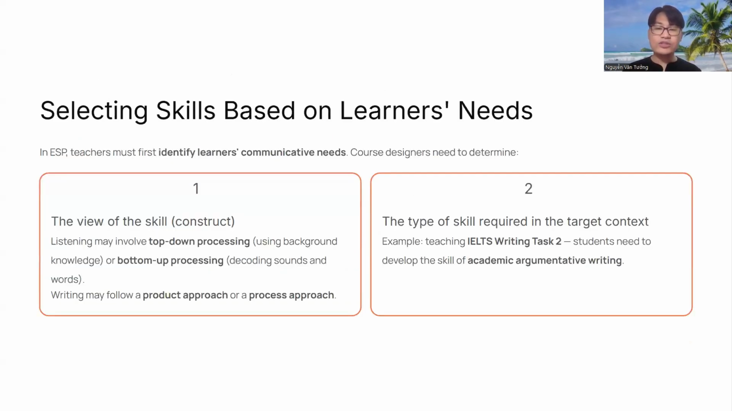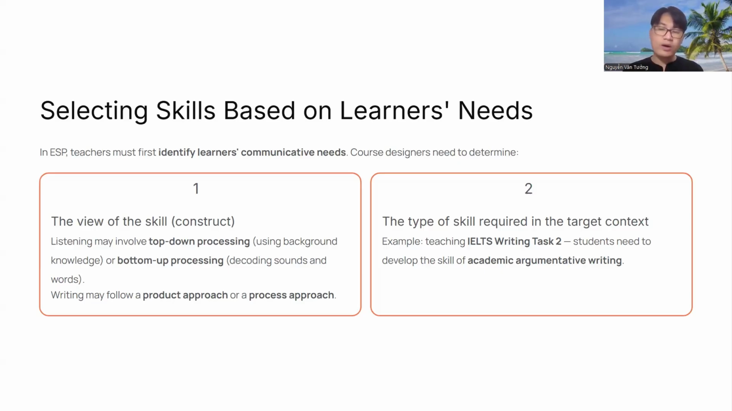Now, how to select skills? Skills in ESP are selected based on the learner's needs. And there's one phrase that we need to keep in mind here, which is the view of skill or the view of construct. So what does it mean? I would like to give you guys an example so that you can understand better.